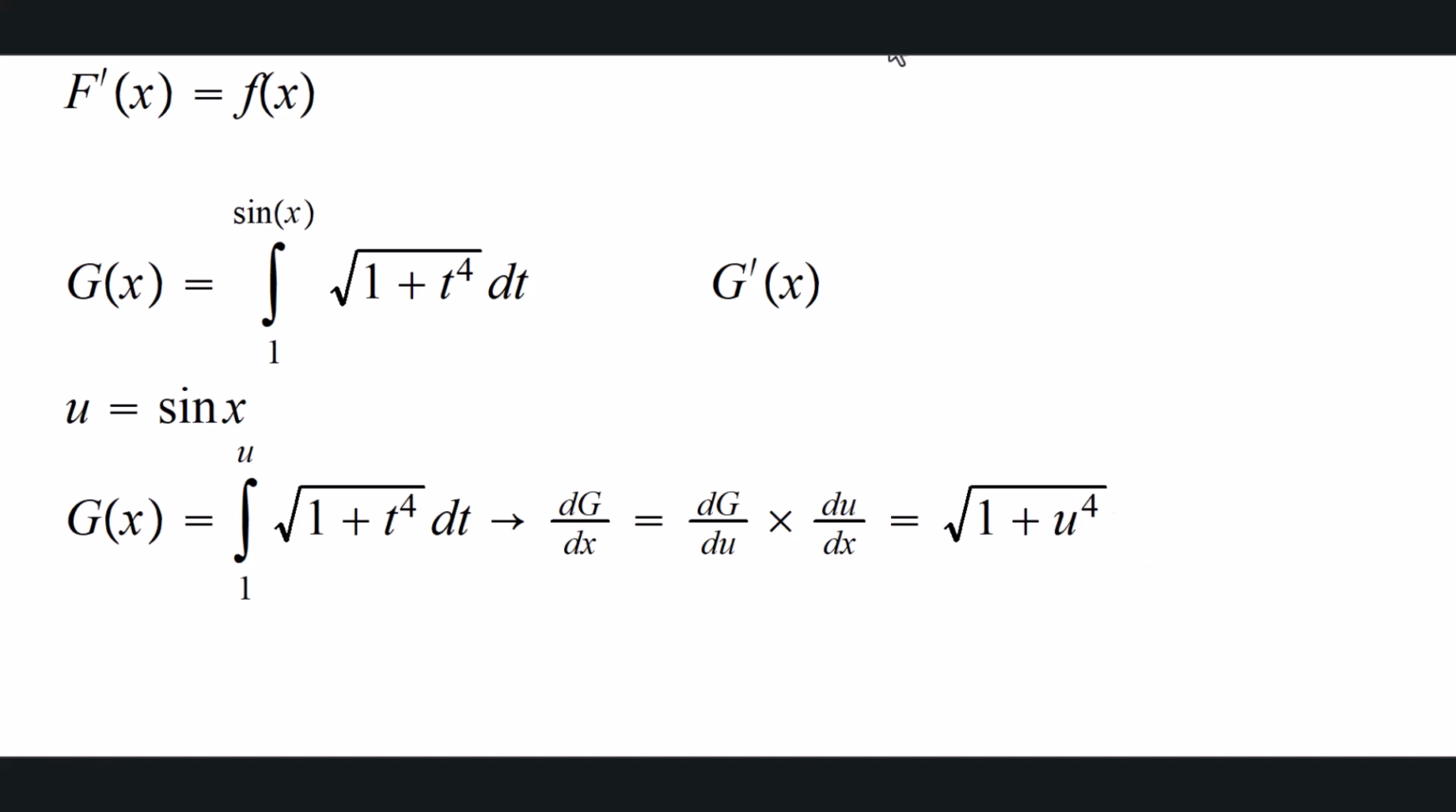And then the next part is what? du over dx, and u is how much? Sine of x. So how much is du over dx? That is simply cosine of x.